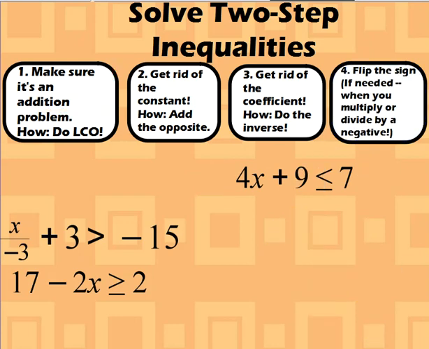I want to draw your attention for just a second to step number 4. It says to flip the sign when you multiply or divide by a negative. I can actually tell from the very beginning of the problem by looking at my coefficient. My coefficient is what's going to make me multiply or divide, and in this case, my coefficient is positive. So if my coefficient is positive, I know that my sign is going to stay the same. If I have a negative coefficient, like for instance, had this been a negative 4, then from the very beginning I would have known that this sign is going to flip. So you can kind of tell from the beginning.